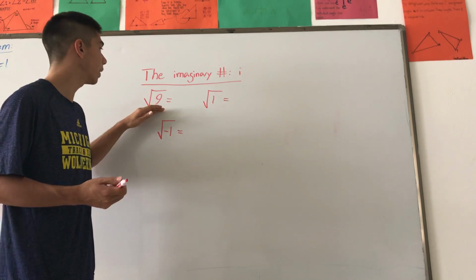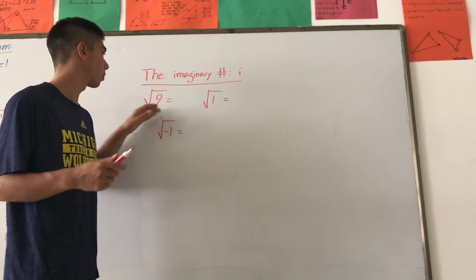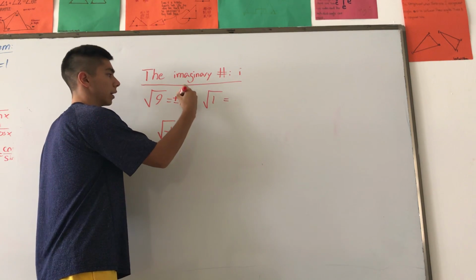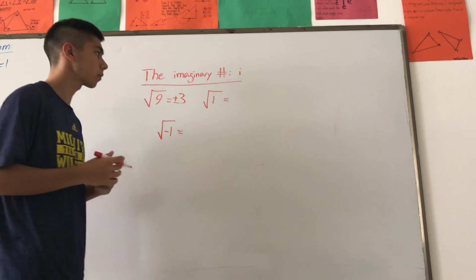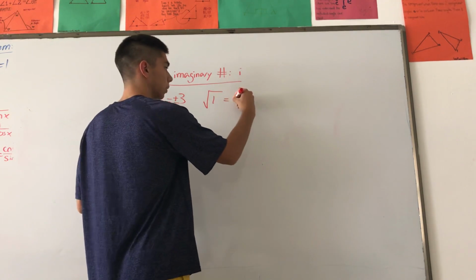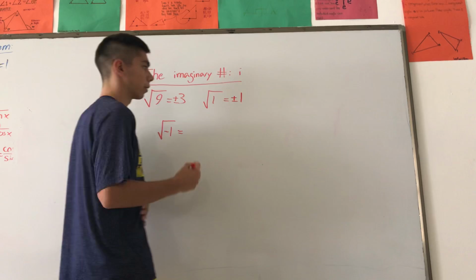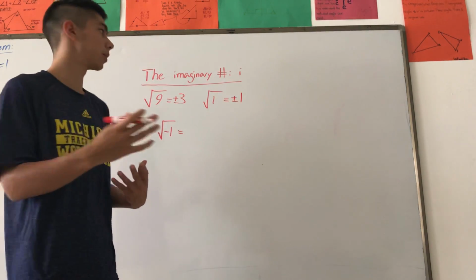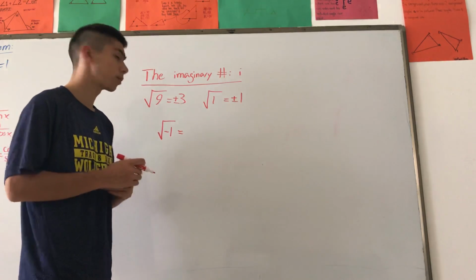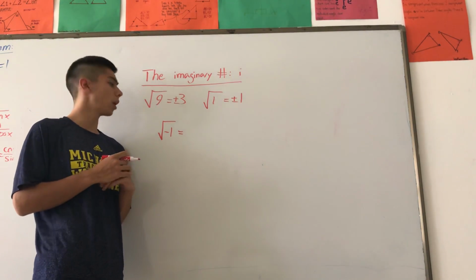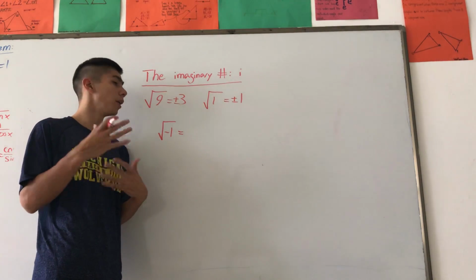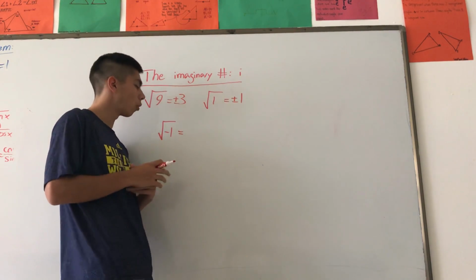So the square root of 9: we're looking for two numbers that multiply to give me 9. This would be equal to positive or negative 3, right? If we have the square root of 1, this could be positive or negative 1. Positive 1 times positive 1, negative 1 times negative 1, that would give me 1. And now if you try this, the square root of negative 1. So I'm trying to think of two numbers that multiply to give me negative 1. A number multiplied by itself that gives me negative 1.